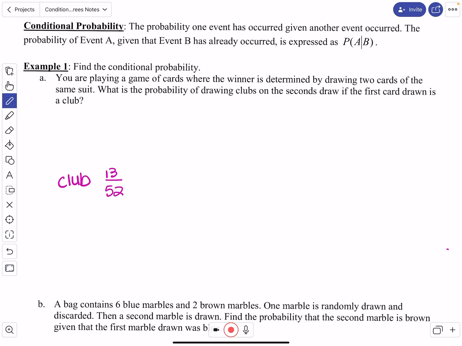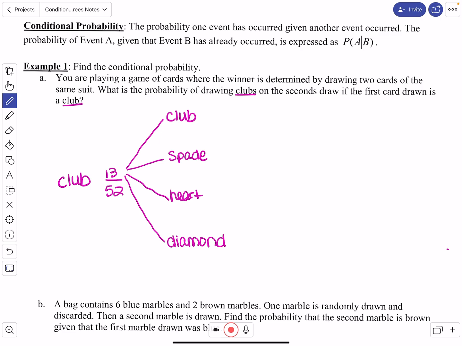Now, from there, on our second draw, we can draw another club, a spade, a heart, or a diamond. Okay? So these are all the possibilities of things that can happen. We only win if we draw a club and a club. That's what we're talking about, a club and a club.